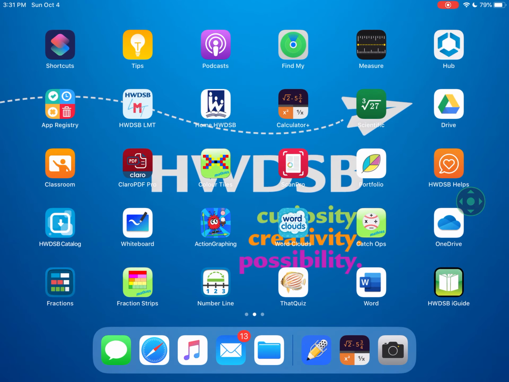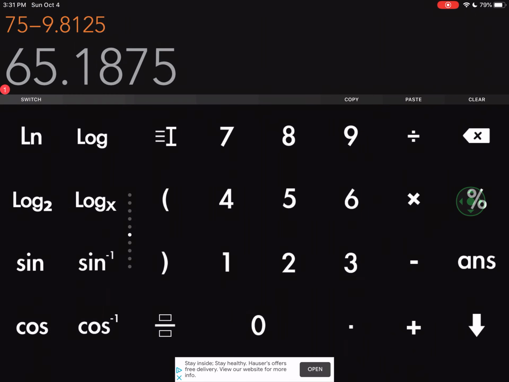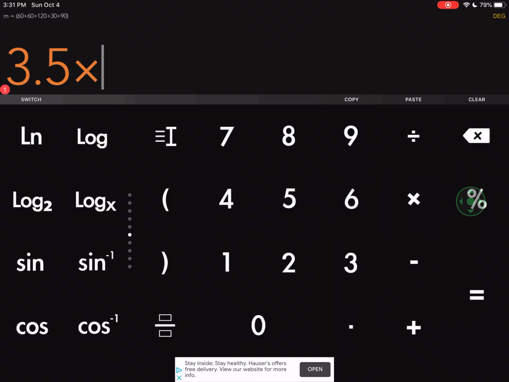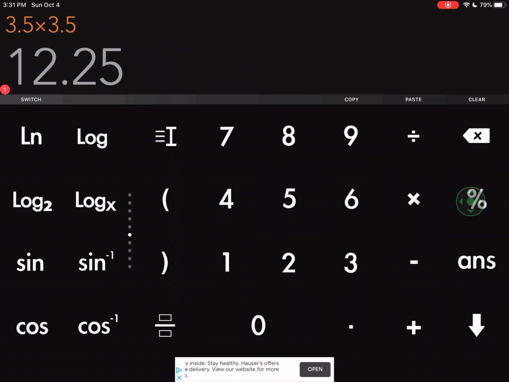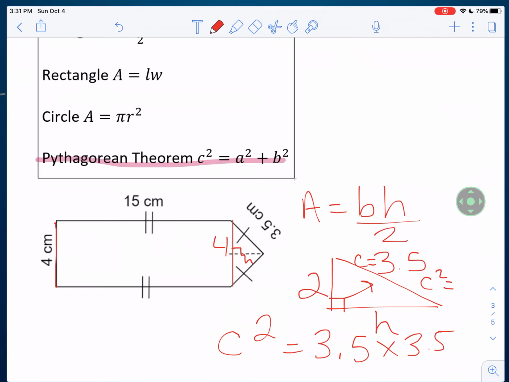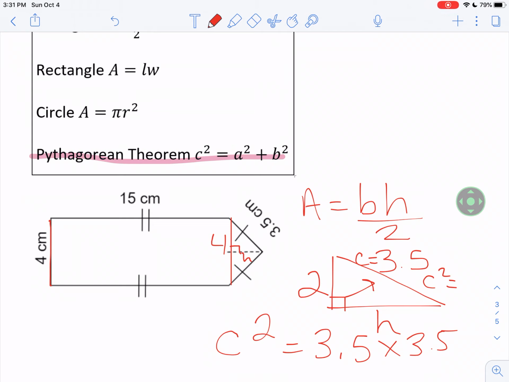We need a calculator for that one, so we're going to do 3.5 times 3.5, 12.25. Okay, so we've got c squared is 12.25 centimeters squared. And I need the 2 to be squared as well. This I'm going to call b. B squared is going to be 2 times 2. So b equals 2, and b squared is 4.